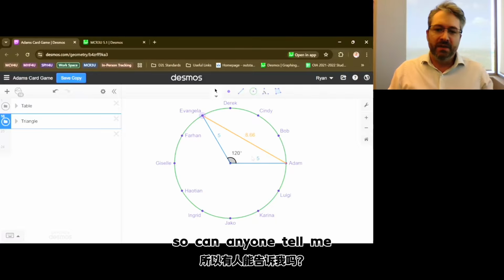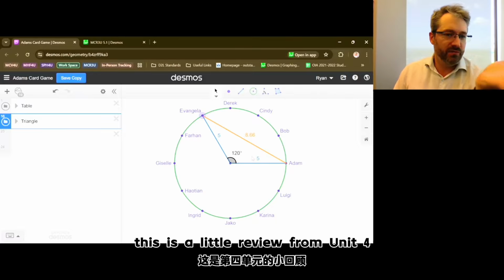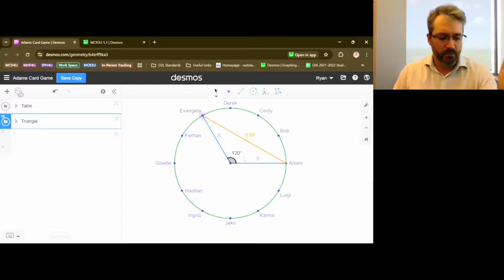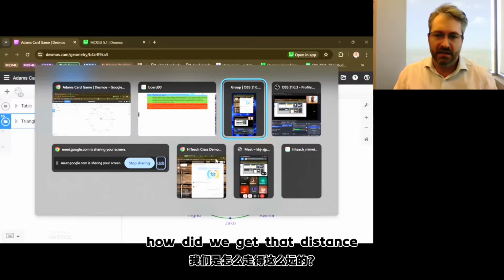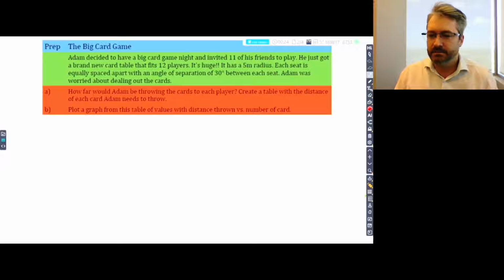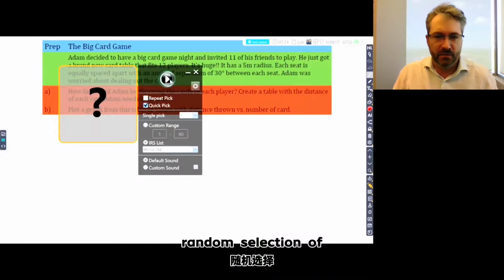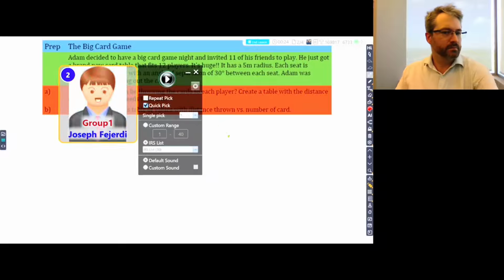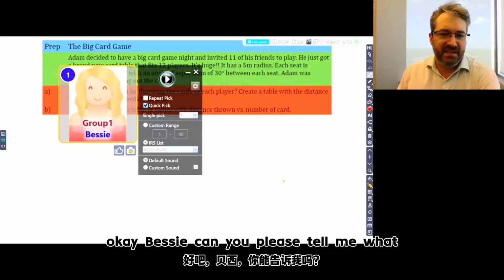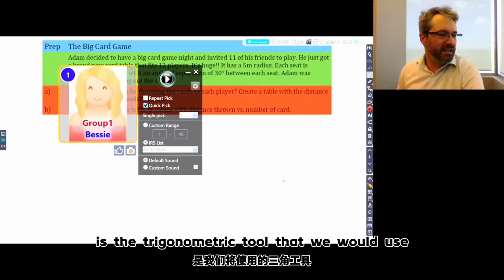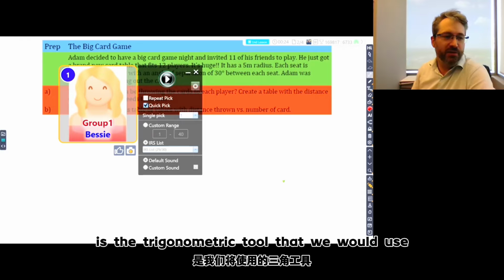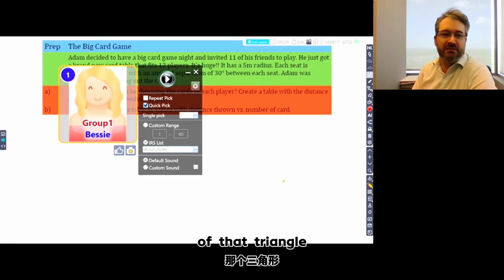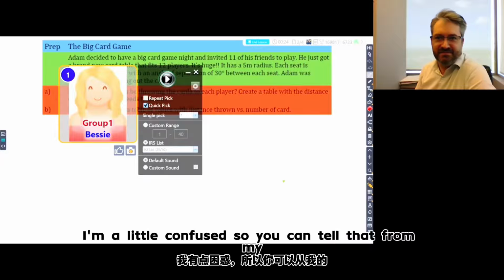So can anyone tell me, this is a little review from Unit 4, how did we get that distance? Let's do a random selection of one of the students. Okay, Bessie, can you please tell me what is the trigonometric tool that we would use to find the distance of that triangle?